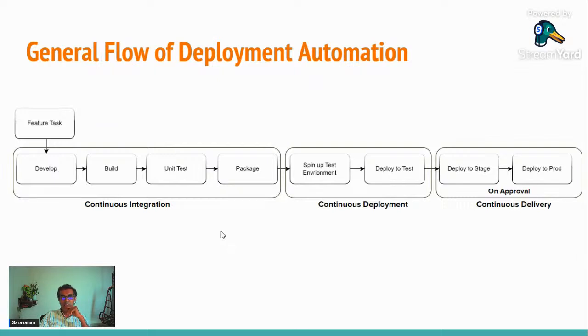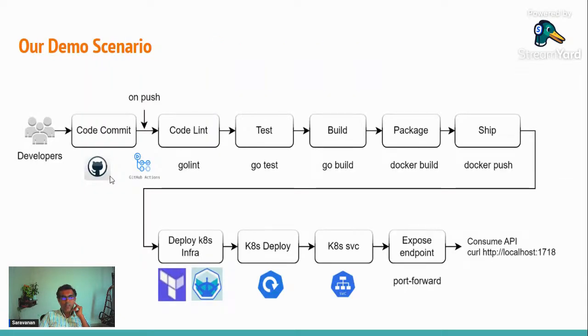So basically, the difference between continuous deployment and continuous delivery is that continuous deployment is without approval and continuous delivery is with approval. Okay, that's the kind of differentiation. So this is the end-to-end high-level flow of continuous integration, continuous deployment, and continuous delivery. Okay. So next comes our demo scenario.